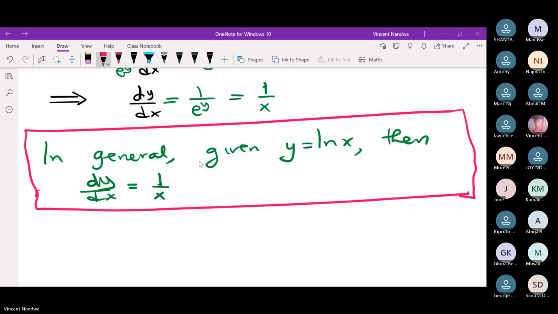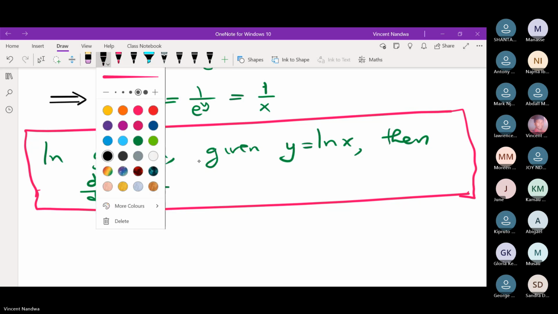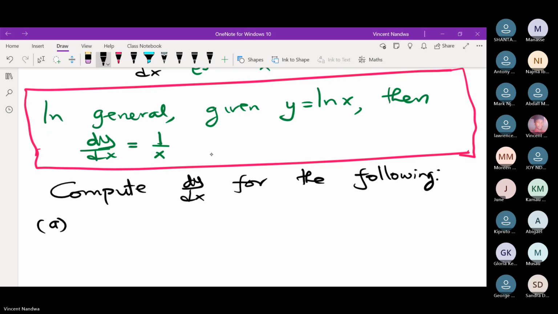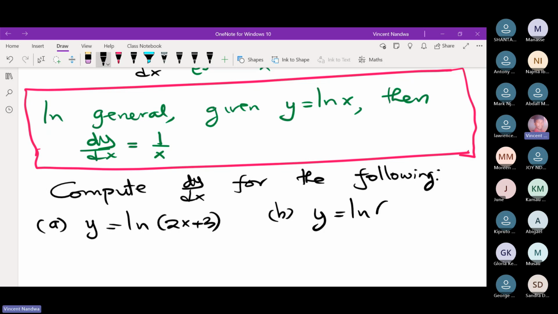Compute dy/dx for the following. The first one, a: y equals ln of 2x plus 3. Then b: y equals ln of x squared plus 4x plus 5.